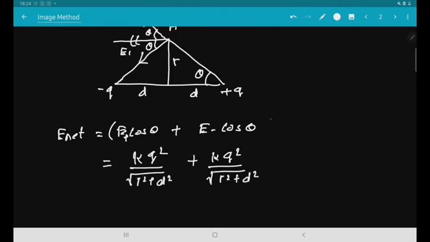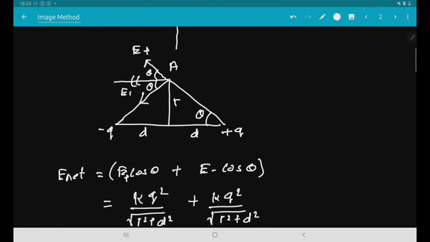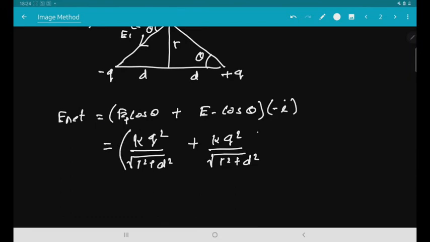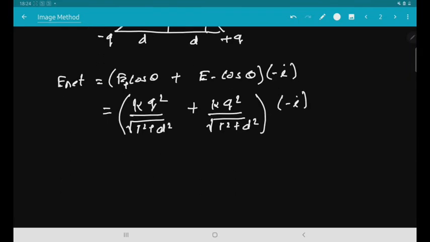Now this E net, as you can see, will be in the negative i cap direction. So let us write the direction here, negative i cap. So this is the magnitude and this is the direction. What we are going to have is just 2 kq square divided by square root of r square plus d square in the negative i cap direction.